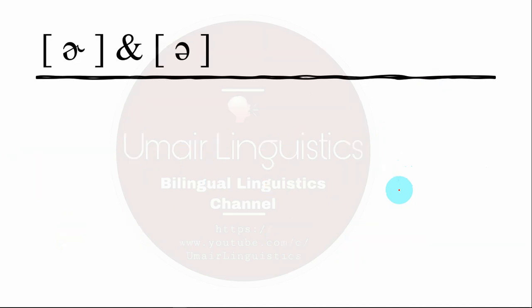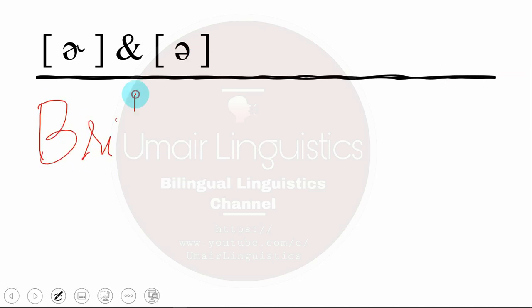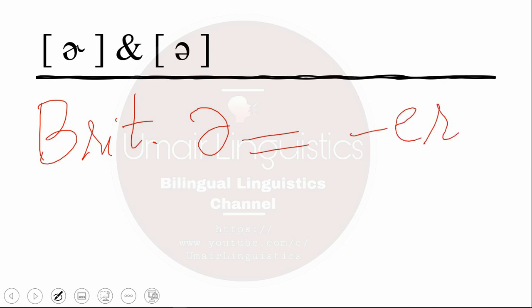Now, if we further talk about the R-colored schwa and the simple schwa. For British English speakers, this schwa stands alone solely for the words ending in er. So all the words which end in the er combination, usually only this schwa is used as far as British English is concerned.